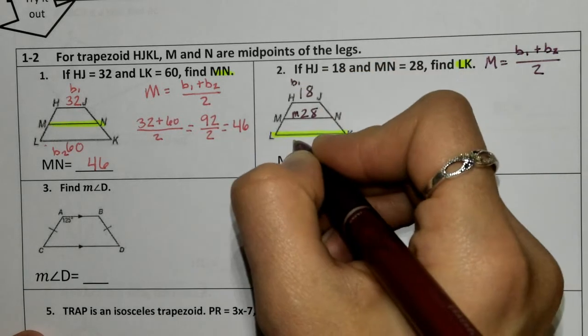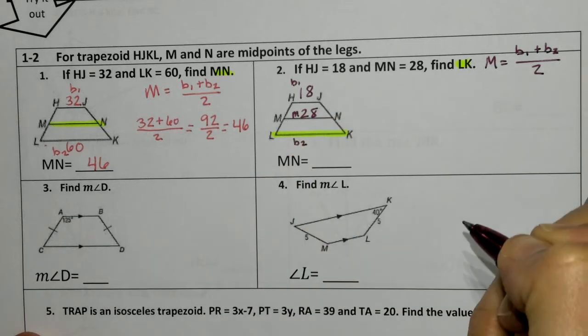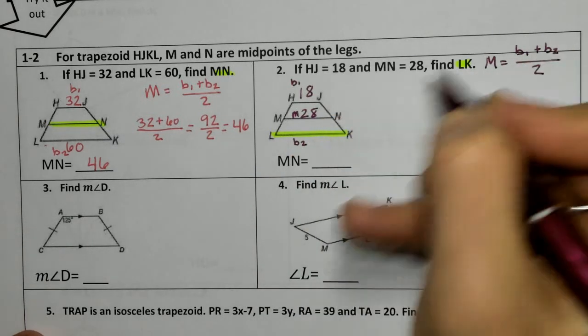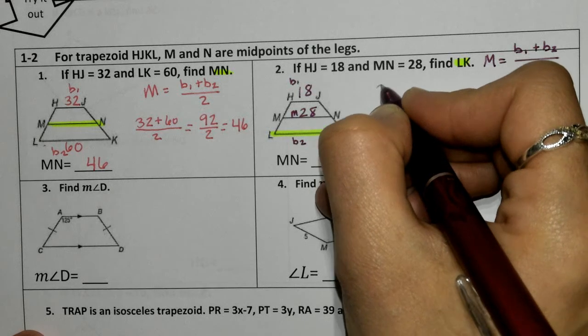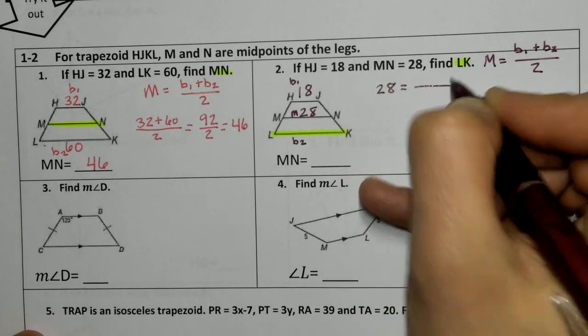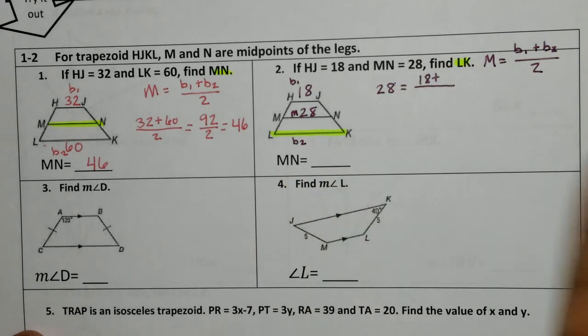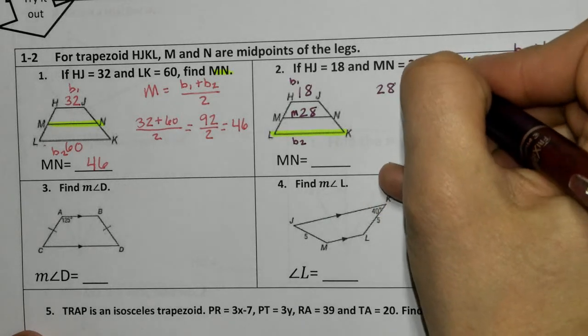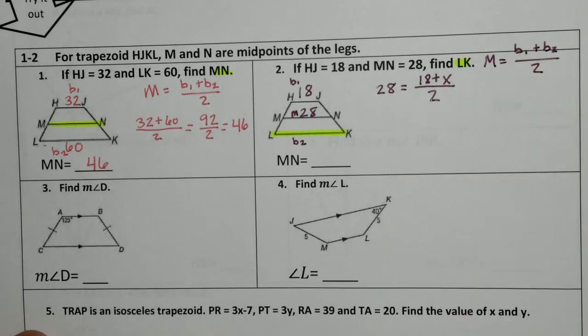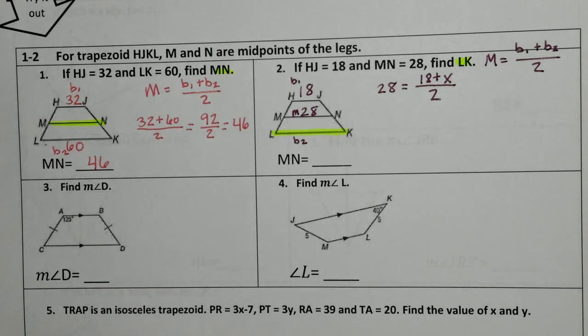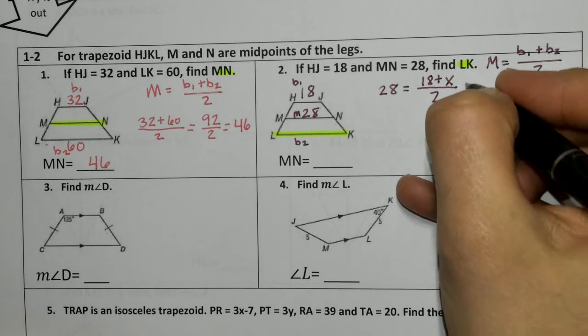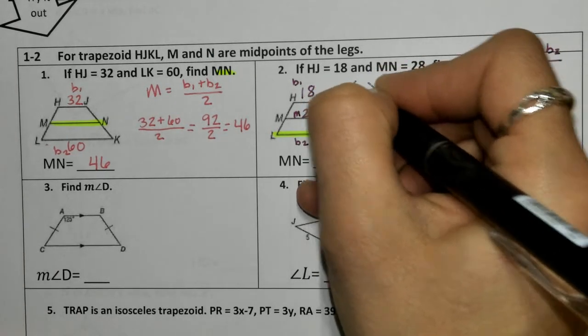Okay, here's our basis. Our median is 28. So we're going to have 28. We have that solution. So we have 28 is equal to base 1, 18, plus base 2, we don't know. I'm just going to put in an x, all over 2. So the first thing we have to do is get rid of that denominator, like whenever we were doing the each interior angle on the first lesson of this unit. So in order to do that, this is dividing by 2, so to get rid of it, we have to multiply both sides by that 2.